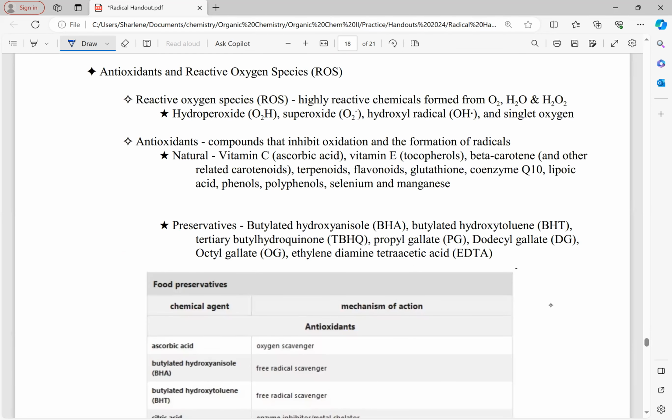Again, I went down a rabbit hole, but how do you stop these radicals? What is nature's defense against them? Reactive oxygen species are ROS. I know it sounds just like Princess Bride. What about the ROUSs? Highly reactive chemicals formed from oxygen, water, and hydrogen peroxide.